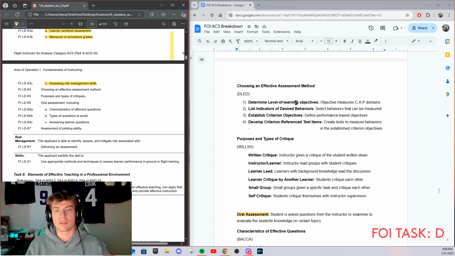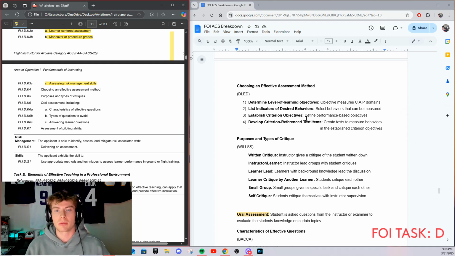List indicators of desired behaviors. So select behaviors that can be measured in aviation. Most things that we go over can be measured, like maneuvers. Whenever I ask questions, I can obviously tell whether they're right or wrong and how much knowledge they have. And then establish criterion objectives. So define performance-based objectives. That's going to be either my opinion on how they're doing, ACS standards, stuff like that, check ride standards.